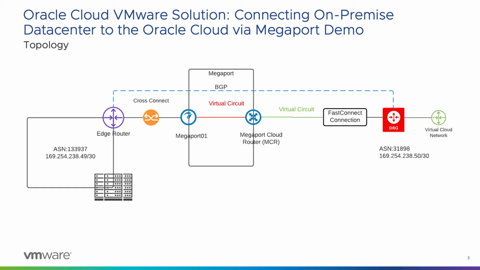To the left of the MCR is a virtual circuit that exists in the MegaPort Cloud. It has been provisioned to a physical port that is connected to my edge router. The edge router has been configured for BGP. There's a virtual cloud network on the far right that has already been created in the Oracle Cloud. The DRG, FastConnect connection, and virtual circuit in green I will create and configure in the demo.